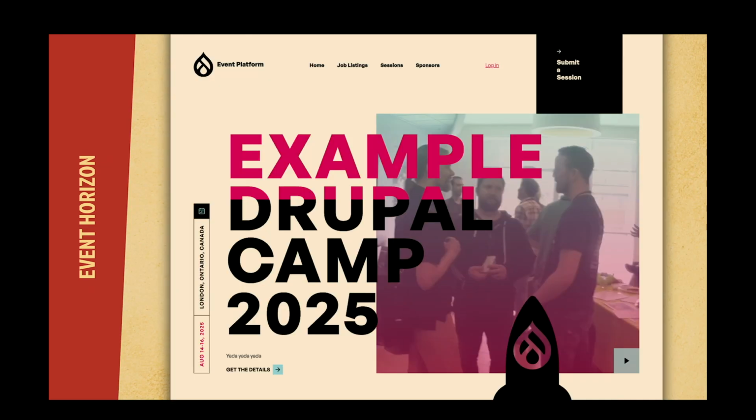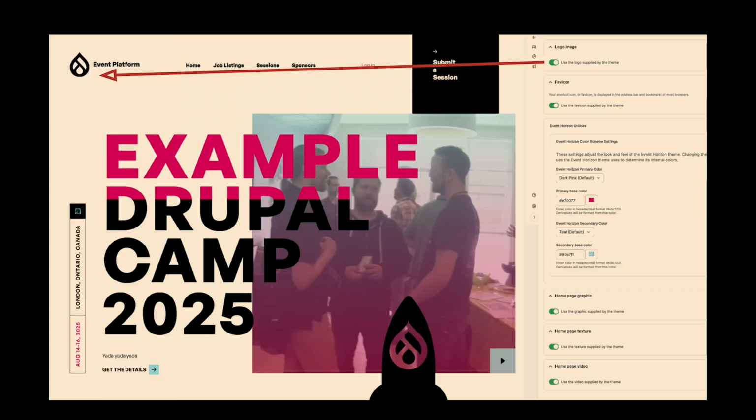So here's an example of what the homepage looks like, and we'll get sort of a hands-on demonstration of that. But where a lot of themes will give you the opportunity to do things like upload a custom logo, in Event Horizon you can also, through the configurations, specify things like a primary and secondary color, and that will be used a few different places throughout the site, as well as upload other graphics.